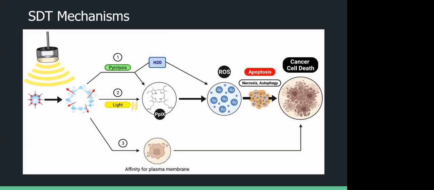So this figure is kind of a summary figure because it shows the SDT mechanism. The first one you can see is pyrolysis. The second one is the creation of light through sonoluminescence, which results in the creation of ROS and then cancer cell death. And lastly, this third pathway is compound affinity for the plasma membrane, which results in ultrasound-induced mechanical stress, and that also results in cancer cell death. So all three pathways result in cell death.